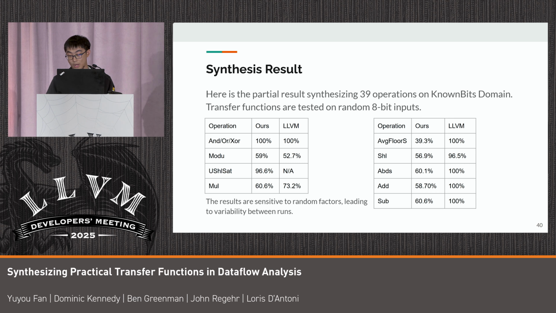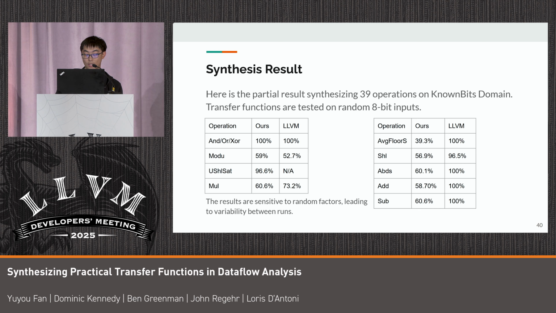The table on the right is some transfer function. We did a bad job. You can see here, average flow, we only have less than 40%. And for shifting, absolute difference, at the sub, we only have around 60% precision, while LLVM has nearly 100%.